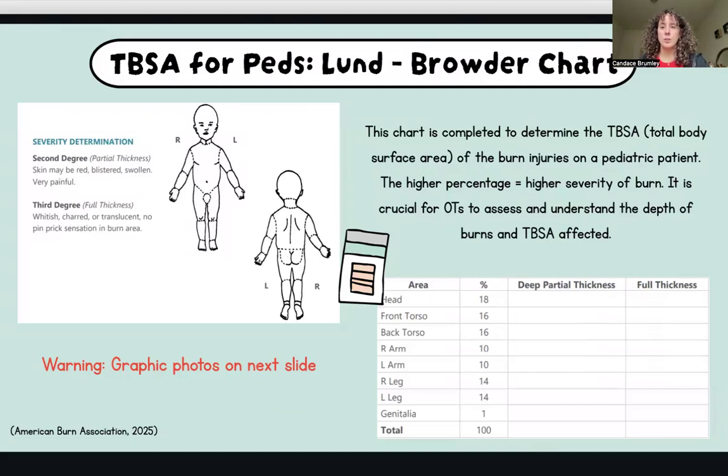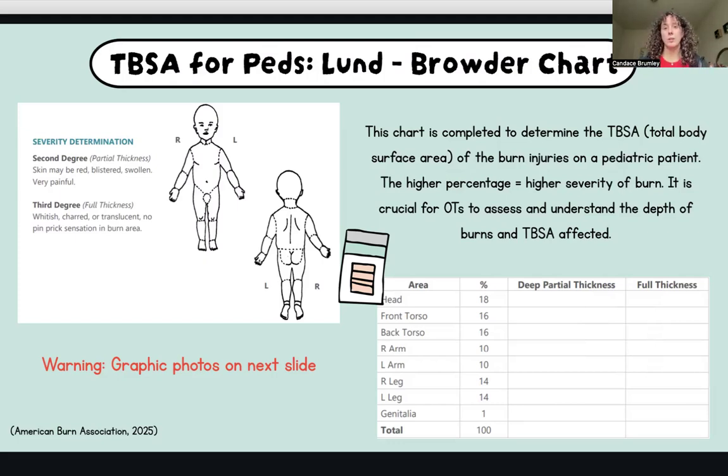This is not a chart that we would specifically need to fill out as occupational therapists, but it is a chart that we would need to understand when understanding the total body surface area that is affected by the burn and the severity of the burn. As you can see on the chart, each body part is sectioned off, and each body part is worth a different percentage of the total surface area. So the higher percentage is the higher total body surface area affected.